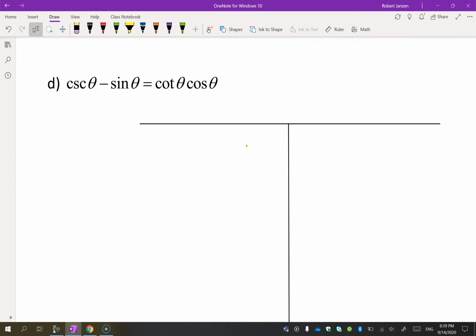Okay, let's try the next one. Looking at this one, I see the subtraction. That makes it a more complicated question than the multiplication. So let's work on the left side. What am I going to do on the left side? Well, how am I going to get to this? I'm going to start by giving it a common denominator. Before I can do that, I need to change to all sine. So I'm going to go 1 over sine minus sine. And if I need common denominators, the common denominator is going to be sine. So this becomes sine squared.